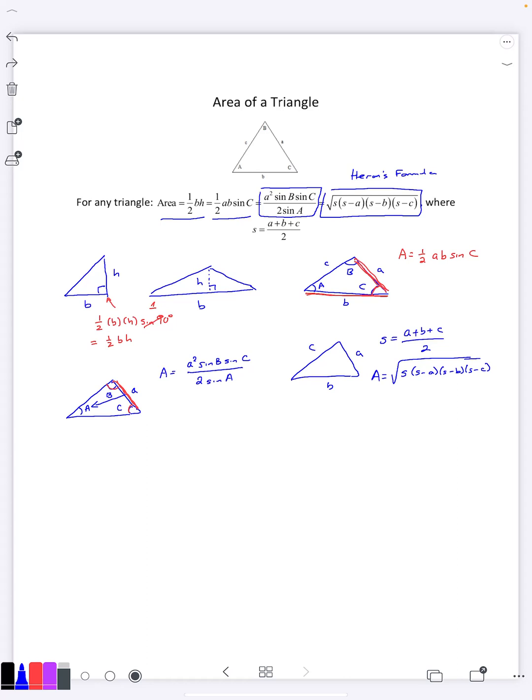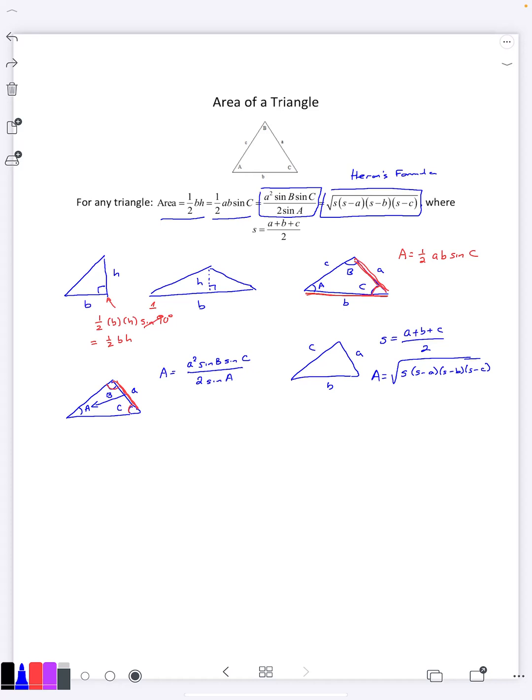This one is definitely the most work to actually use to get the answer. And the only time you do it is when you have just three sides and no angles. If you have any angles, it'd be much better to use one of the other formulas. This one you have to do a bunch of steps. But it does work. It does let you get the answer without knowing any of the angles.